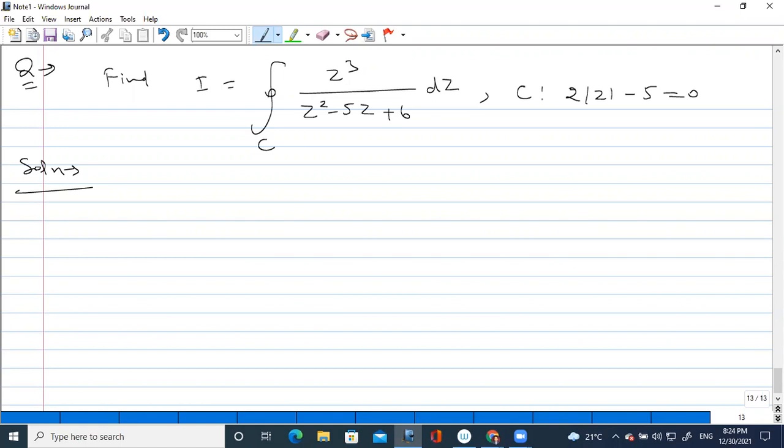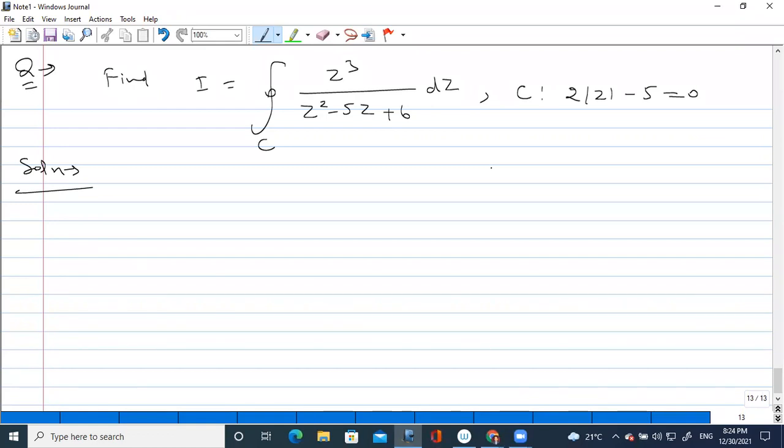Just minus 16 pi i. Yes, yes, yes. So minus 16 pi i is the answer. Everybody got it? Or should I do it?